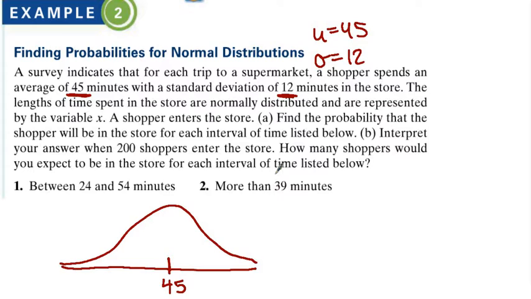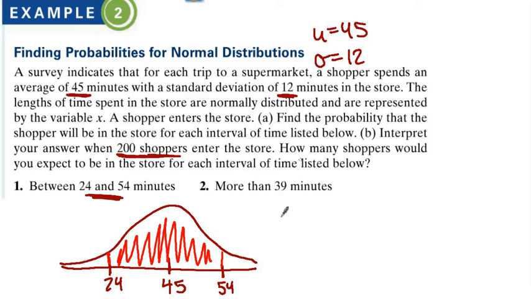It looks like 45 minutes is the average. Lengths of time are normally distributed, represented by the variable x, and we want to know the probabilities for each of these intervals. And then this is important: interpret this when 200 shoppers enter the store. We'll talk about that part in a sec. Let's start with between 24 and 54 minutes. 24 is roughly right there, and 54 is roughly right there. We are being asked to find the area between 24 and 54, because that's probability. Remember, area and probability mean the same thing.